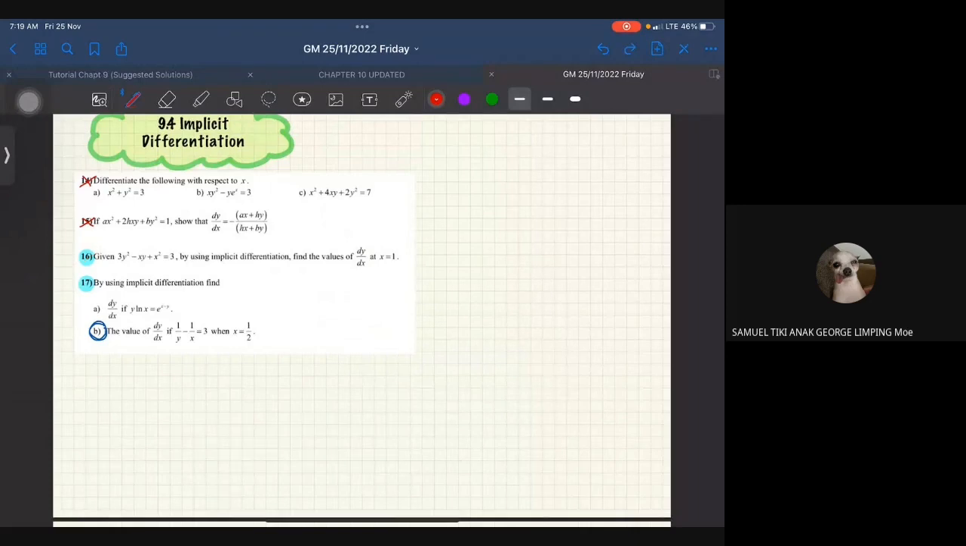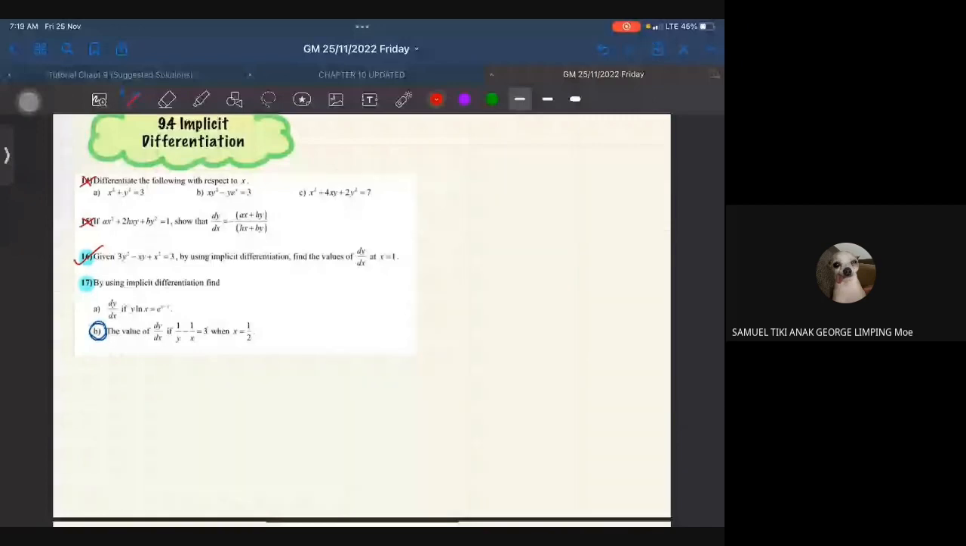Saya ada masa lagi dalam 10 minit lebih kurang, saya target before saya masuk 9.5. Nombor 17, ada masalah tak? Ifsam? Ifsam? Tak ada, Miss. Tak ada. Okay.